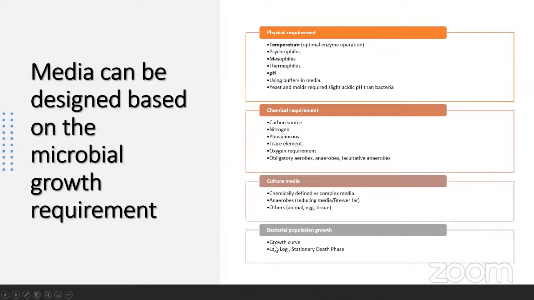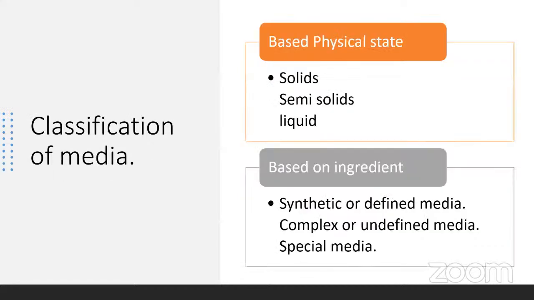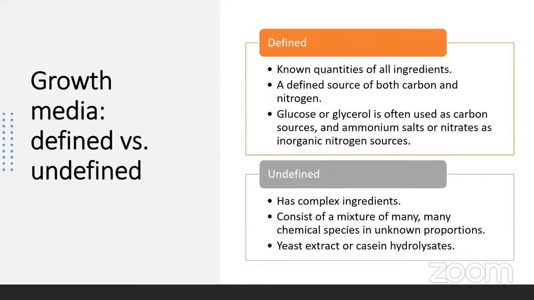Also, sometimes the media needs to be designed based on what kind of things we want to do. Do we want to see the growth curve of the microbe, or do we want to understand how it is performing in the stationary phase or the lag and the log phase? Depending on all these requirements, the media components are designed. So basic components of any medium would be water, carbon source, nitrogen source, energy source, minerals, and special growth factors like vitamins. You can also have media in solid, semi-solid, or liquid form based on the physical state. And you could have media based on components or ingredients that you add: synthetic or defined media, complex or undefined media, and special media. These are some of the types of media that you have.